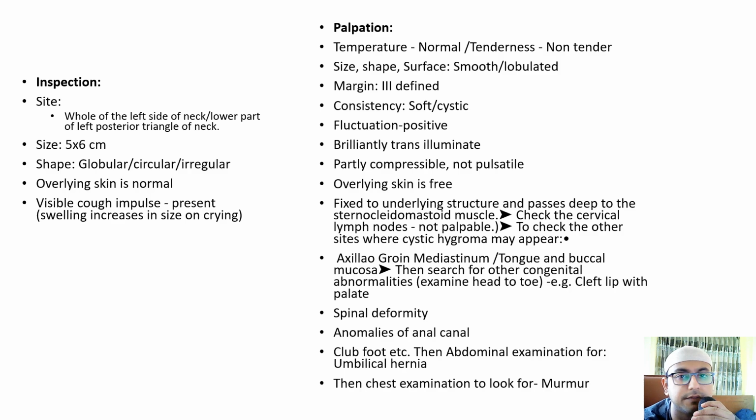Check the cervical lymph nodes, which are not palpable because it is not an inflammatory or malignant swelling. That's why the lymph nodes are not palpable. Also check other sites where cystic hygroma may appear, like the axilla, groin, mediastinum, tongue, and buccal mucosa. These are the areas where cystic hygroma may be present additionally, as synchronous lesions.